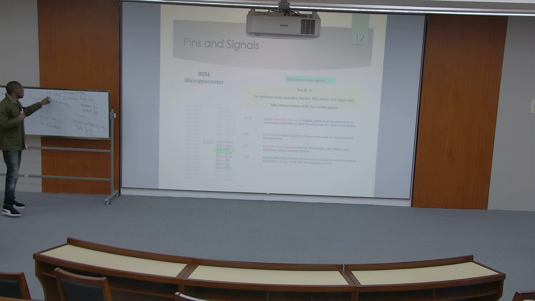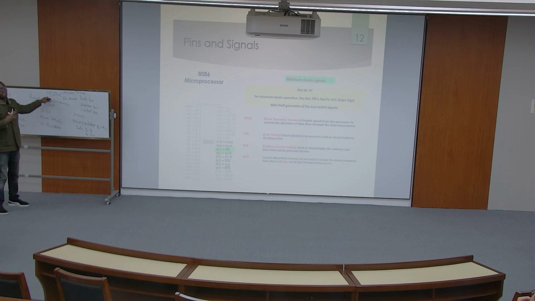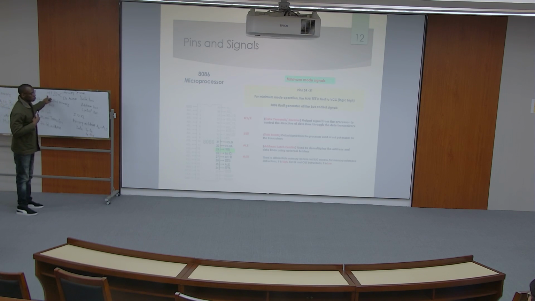So this pin, the memory input output pin, which is pin number 28 in minimum mode, is there to help the microprocessor differentiate memory access and input output access. For memory access, for memory references instruction, it has to be high. Otherwise, for input output, it has to be low.